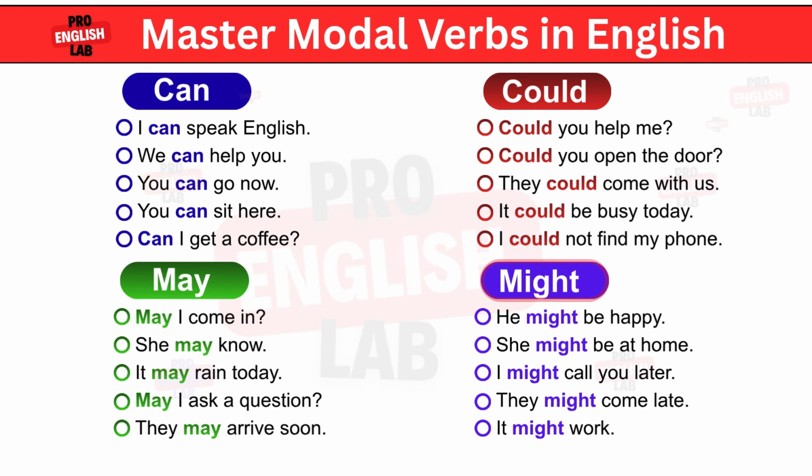Might. We use might to talk about a small possibility. For example, he might be happy. She might be at home. I might call you later. They might come late. It might work.